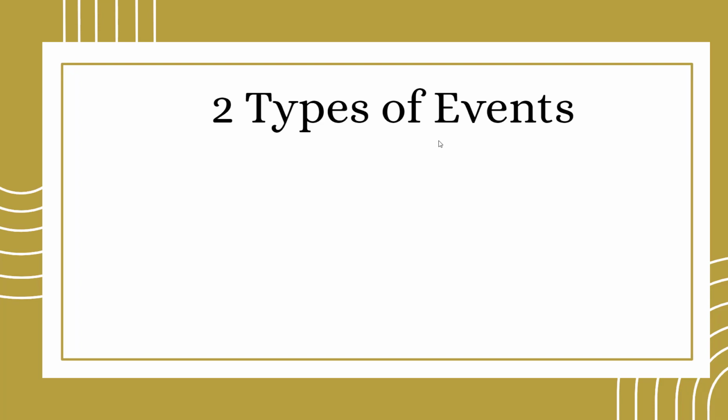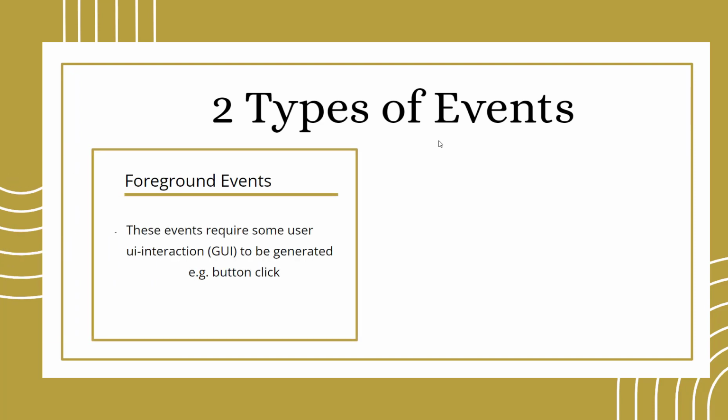So there are two types of events, and we have what we call foreground events. These normally occur in the user interface or the graphical user interface, and they happen when you select a menu item, or when you click, or when you scroll. That is what we call a foreground event.